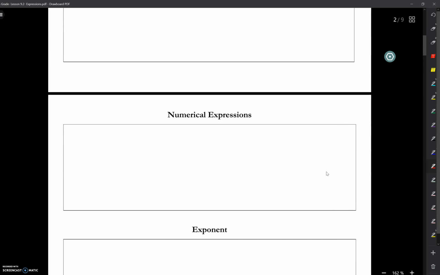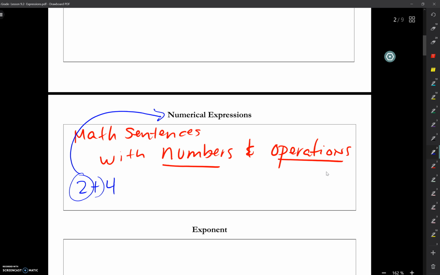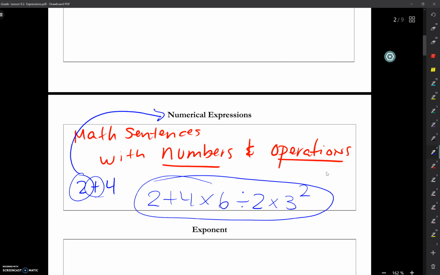A numerical expression is a math sentence with numbers and operations. And so what does that mean? It has numbers and it has operations. Here are some examples. 2 plus 4 is a numerical expression because it has a number and it has an operation. 2 plus 4 times 6 divided by 2 times 3 to the power of 2. This is a numerical expression because it has numbers and it has operations.